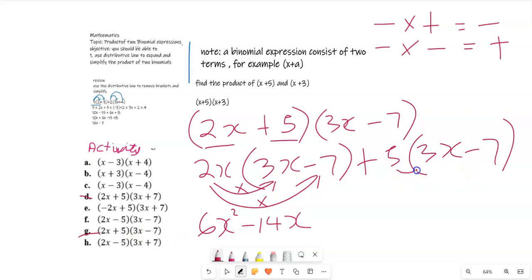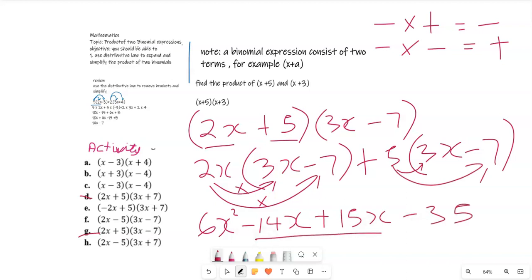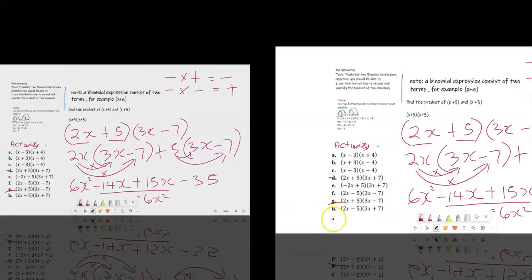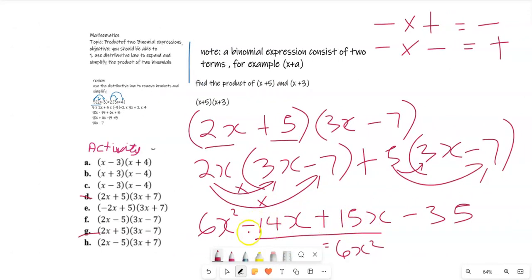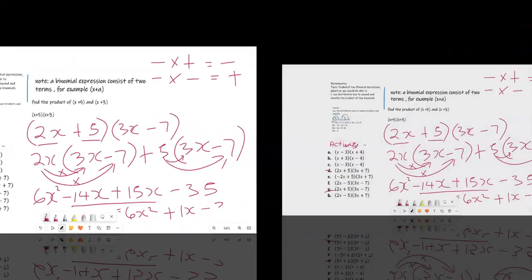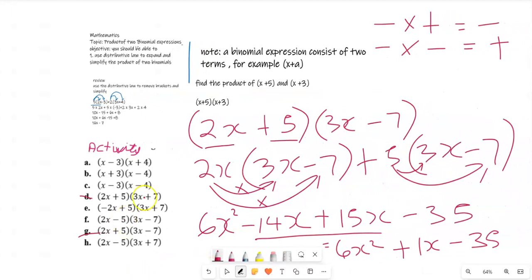So let's continue. We're going to multiply 5 by 3x. That's 15x. And then we're going to multiply 5 by negative 7. That is negative 35. Once again, you can see that our like terms are in the middle. So we write back our first term, 6x squared. Negative 14x plus 15x is the same as saying 15 minus 14, and 15 minus 14 is a positive 1x. And then we write back the last term. So that is our final answer.